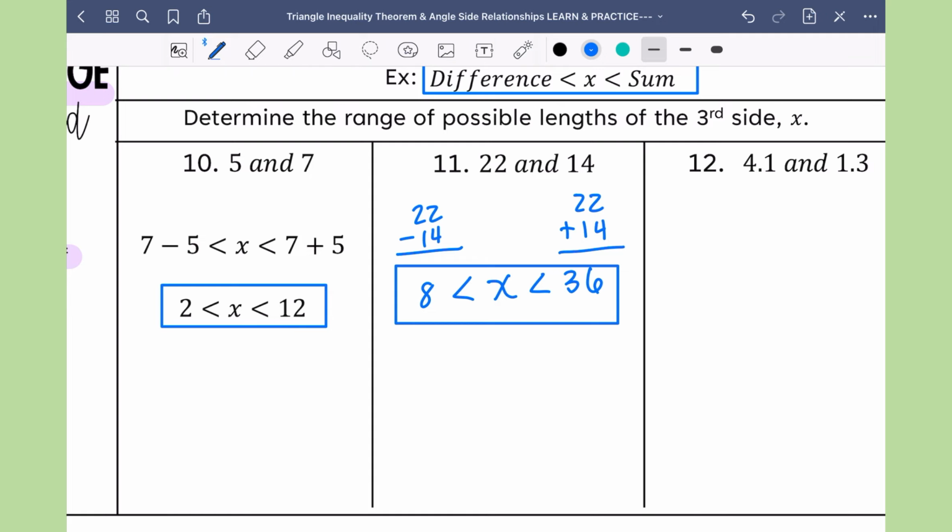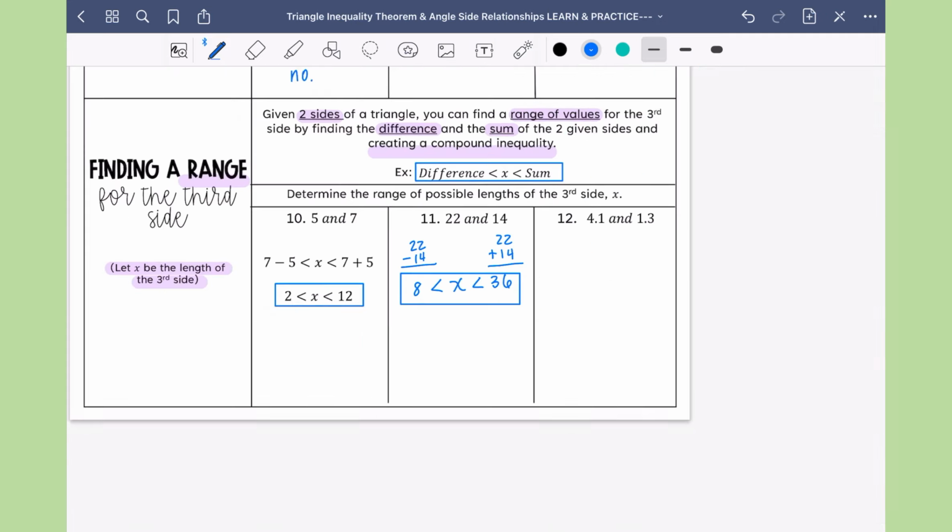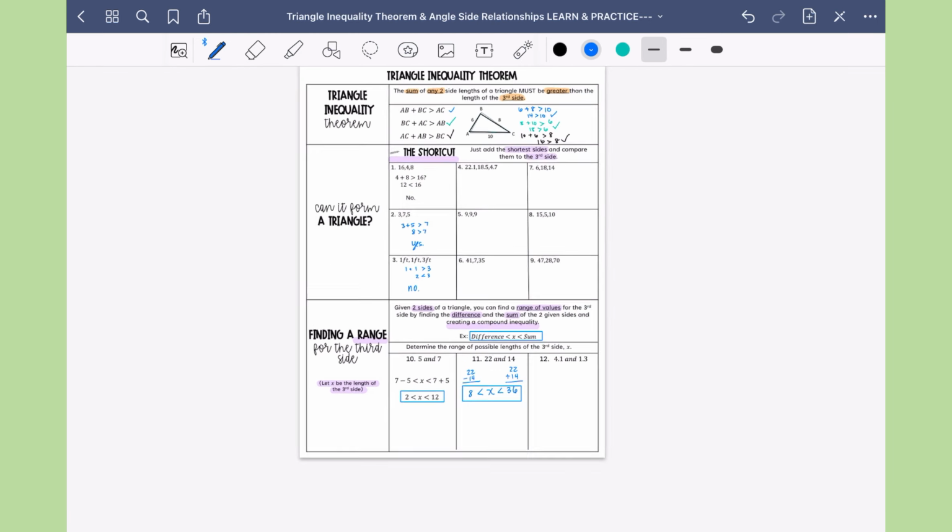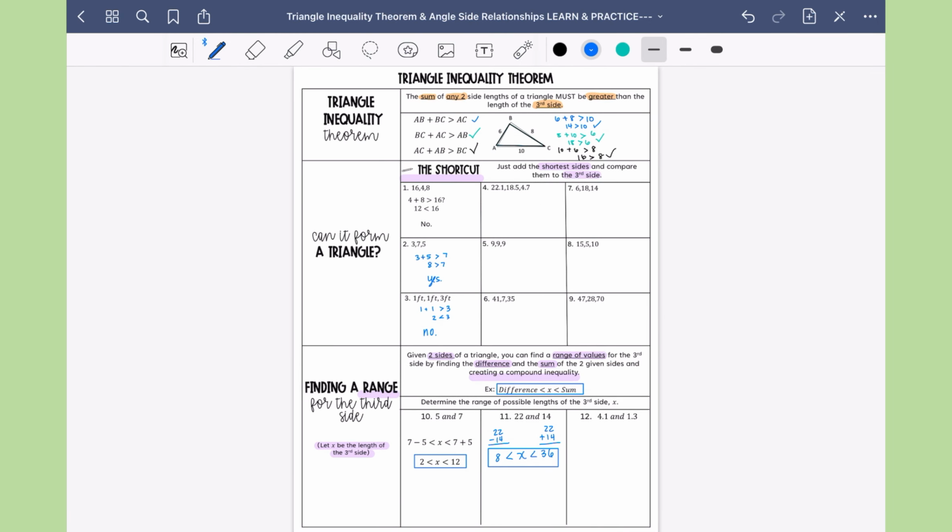Okay, go ahead and try to complete the rest of the problems on this side of the page. So you're going to be working here and here. All right, and then watch the next video for the other side.